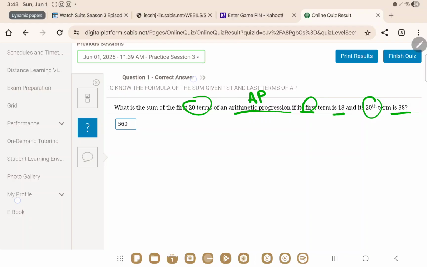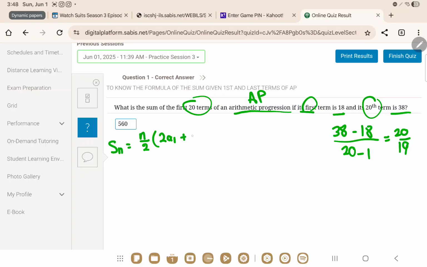Now to find the common difference, we need to do 38 minus 18 over 20 minus 1. You get 20 over 19, right? Let's leave it at that. Now, what's the sum of the first 20 terms? Let me first write the sum equation. It's n over 2 into 2a1 plus difference, which is 20 over 19, into n minus 1.